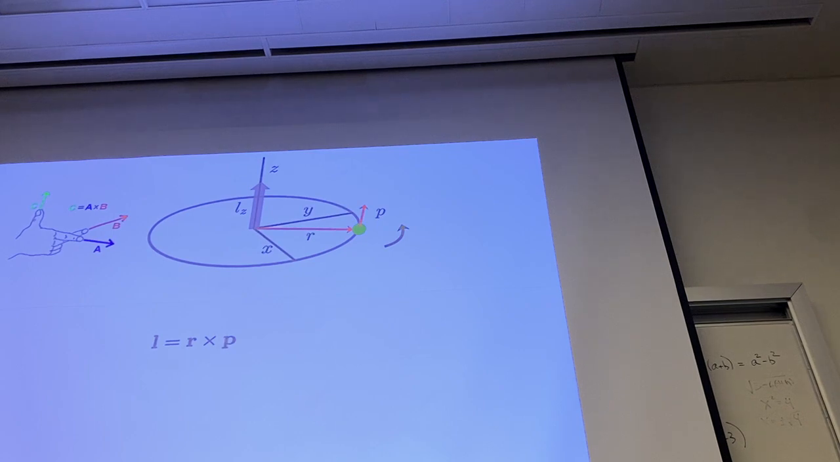How do I calculate this vector product? This is how you do it, right? Hopefully it looks somewhat familiar from vector calculus. The i, j, and k are just the directions along x, y, and z. And then the x, y, and z are the values of r along the coordinates. And px, py, pz are the values of the momentum along the Cartesian coordinates.